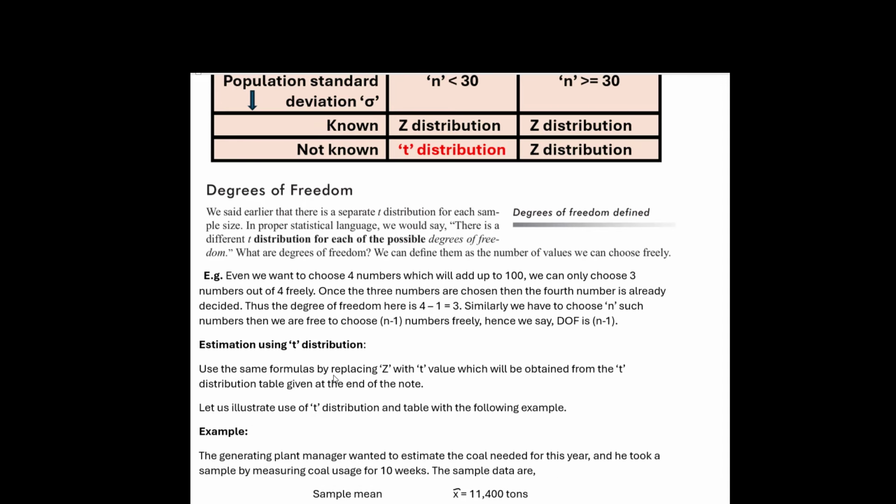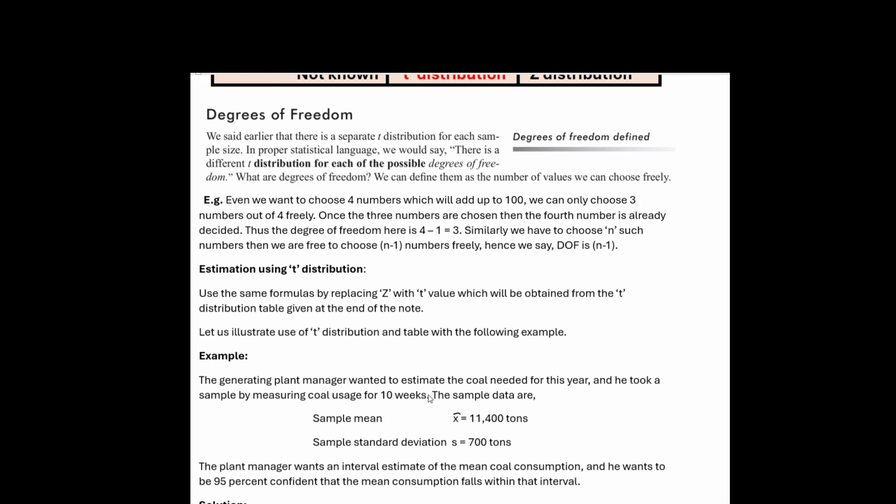When we are using a t-distribution, there is no other change in the formulas. We just replace the z value, wherever it comes, with the t value, and we use the t table to find the t value. Everything else remains the same. Let us understand the use of the t-distribution using an example.